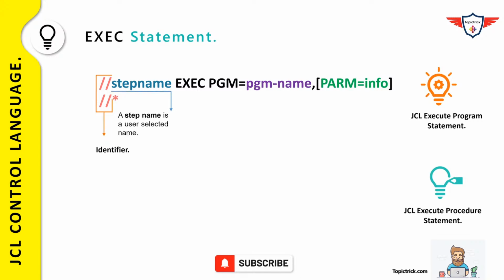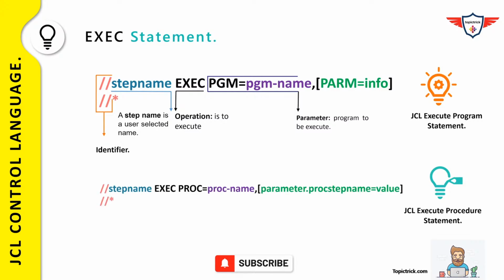So step name is optional, but it is always recommended that you use a proper step name. After that you have an operation keyword. In this case it would be EXEC because we are writing an execute statement. After that you have PGM equals program name. This parameter is used to specify the name of the program that you want to execute. Although the PGM parameter looks like a keyword parameter, it is a positional parameter and it must be coded first on the EXEC statement.